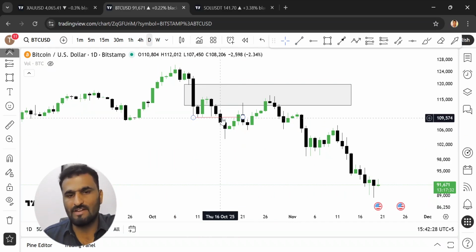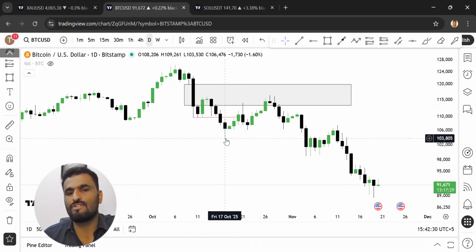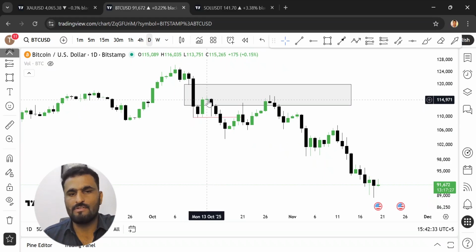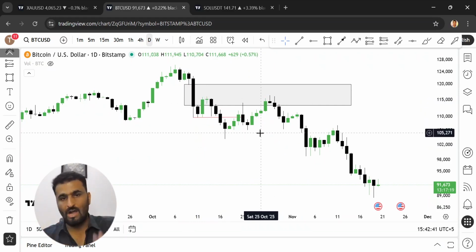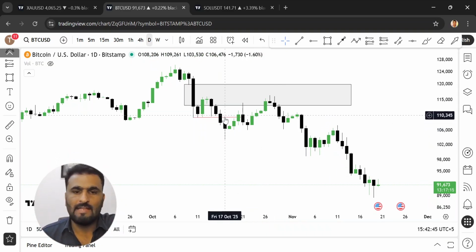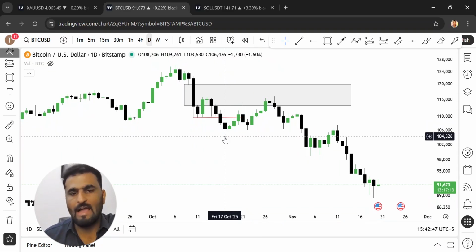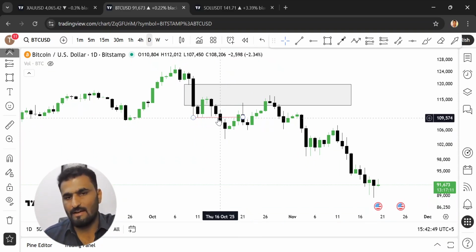So you can exit your trade here, or you can extend your trade by simply putting your stop loss below this, at your trade break-even point, and then you can continue from here. So I hope you understand this point very well. And then, for example, from here this trade is already in profit.